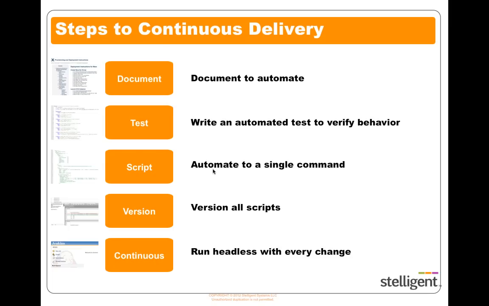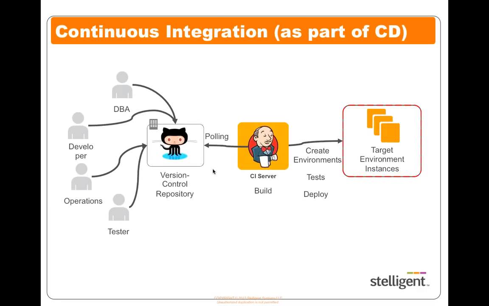And then lastly, once you have it all down to one command, you can run it headless with every change. And so when you think about not just your application code, but your infrastructure, your data, your configuration, and your application code, you would go through a very similar process in applying this kind of heuristic to getting it to a continuous process. So continuous integration is a kind of enabler of continuous delivery.